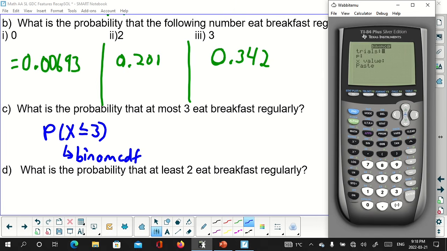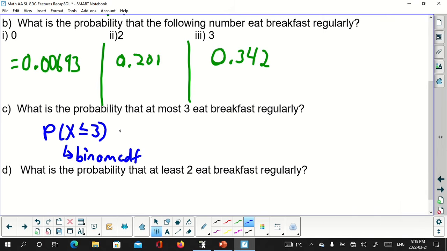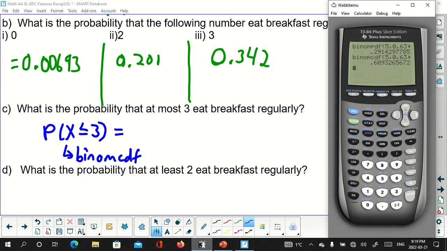And we're going to tell it the number of trials is still 5. The probability of success is still 0.63. And in this case, we're talking about 3 as our number of successes. We hit enter, and that's going to give us 0.609.